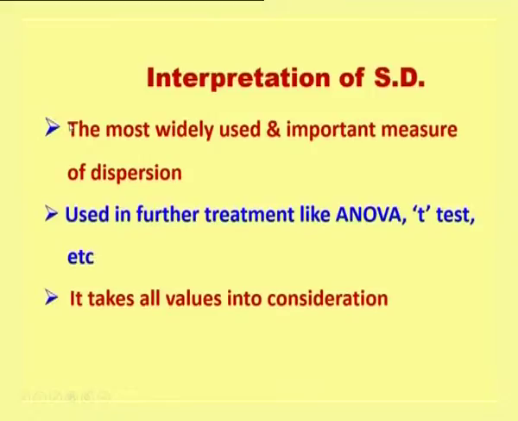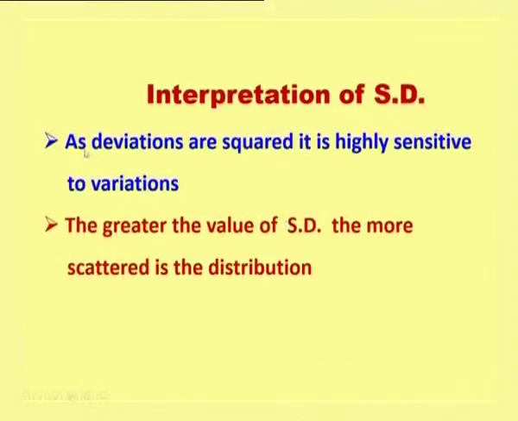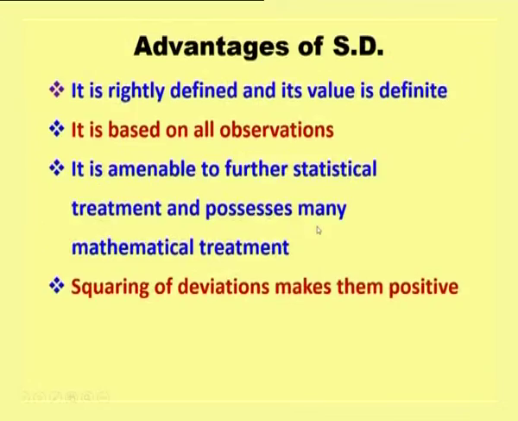And now, how to interpret the standard deviation? It is the most widely used and important measure of dispersion, and it is used in further treatments like ANOVA, t-test etc. and it takes all values into consideration. As deviations are squared, it is highly sensitive to variation, and the greater the value of standard deviation, the more scattered is the distribution. These are all some interpretations.